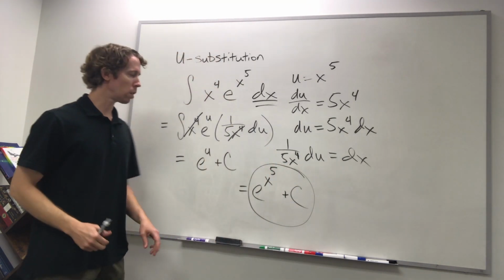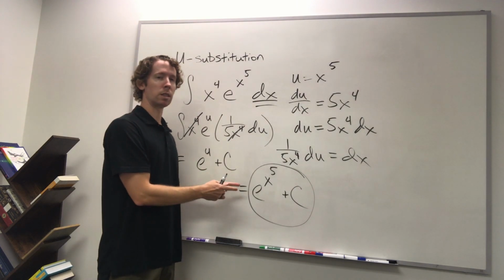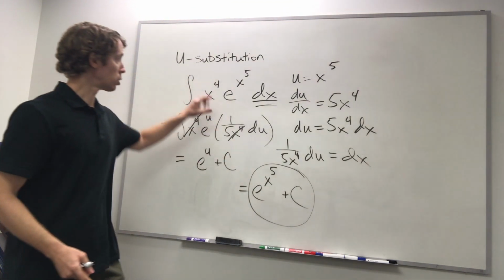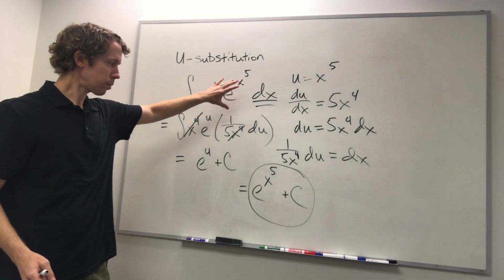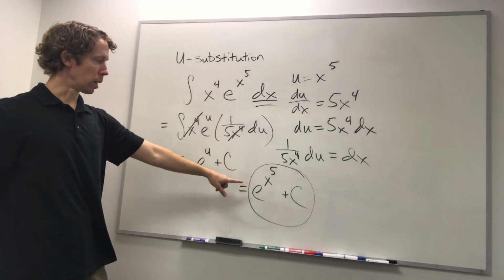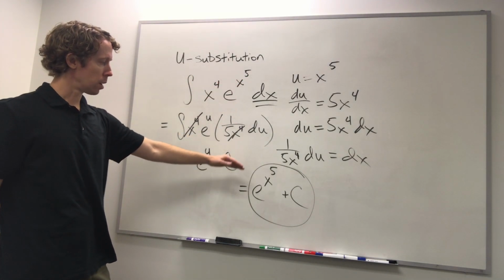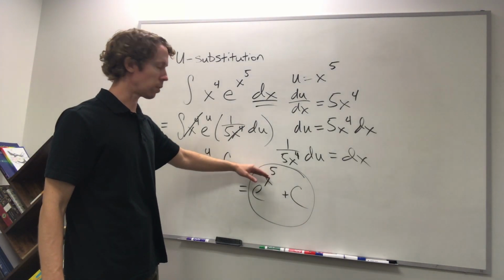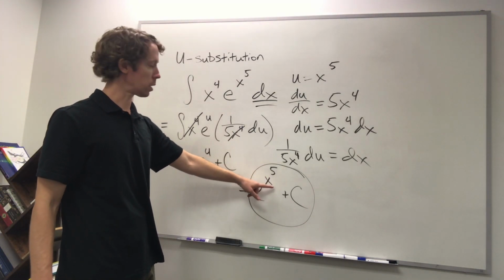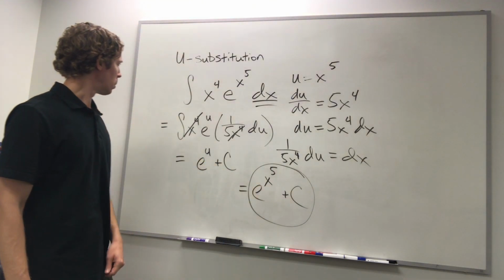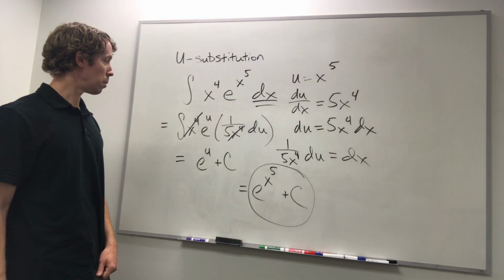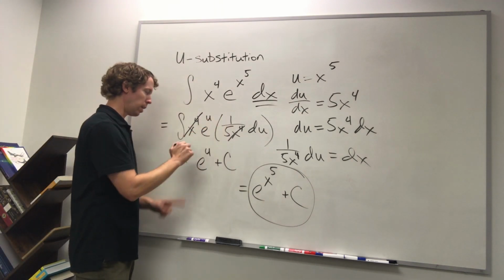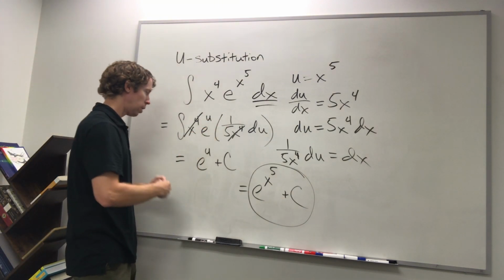There's my antiderivative. I can verify that this is the antiderivative, of course, by taking this derivative, making sure I get back to this function. And the chain rule tells me that I would have my derivative as e to the x to the fifth times the derivative of x to the fifth. So that means that I'm off by a constant. I forgot to bring this 1/5 down. So I need a 1/5 here.